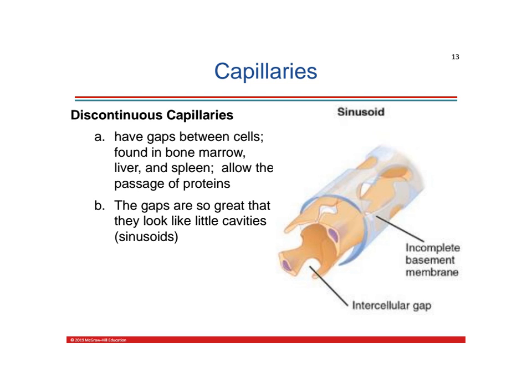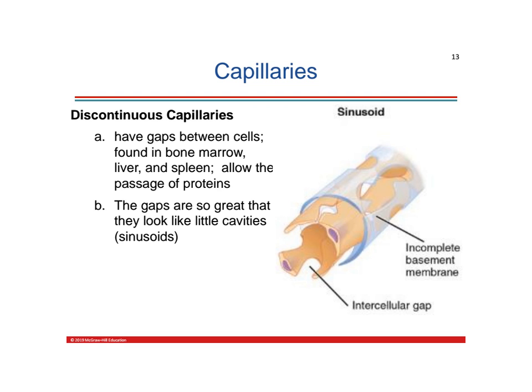The least common type of capillary in your body are discontinuous capillaries. These are also called sinusoid capillaries. These have large gaps between cells. These gaps can be referred to as intercellular clefts or fenestrations, and they have kind of a Swiss cheese appearance, as you can see here. And you'll notice that in addition to that, the basement membrane is actually incomplete. So this does allow for the passage of large molecules, including plasma proteins. So where do we find these? Well, they're found in bone marrow, liver, and spleen. And in fact, the gaps are so great, they look like little cavities or sinusoids, hence the name.